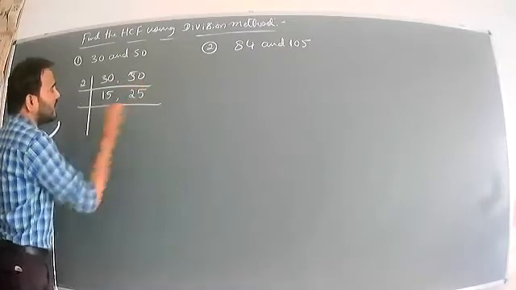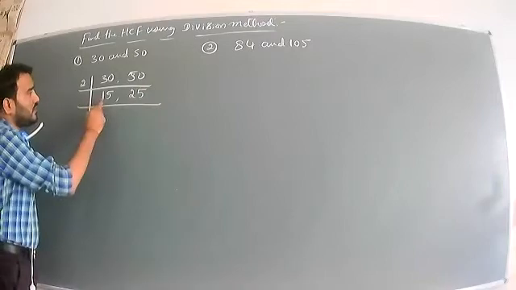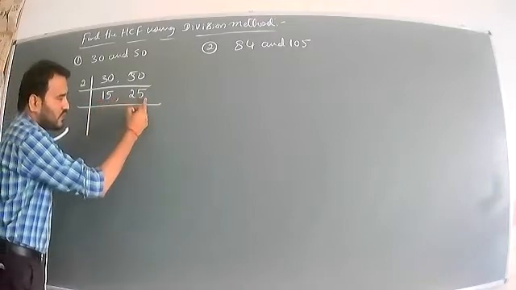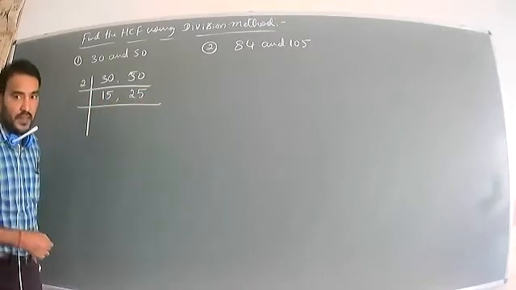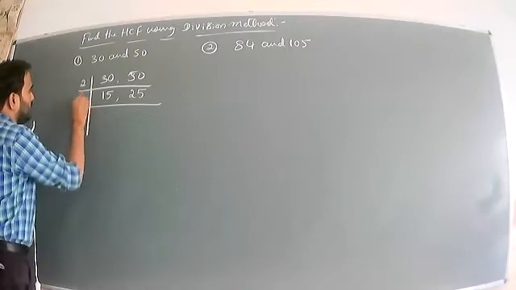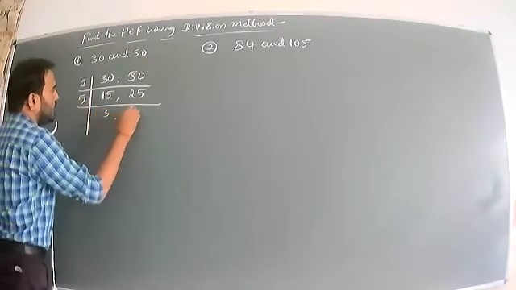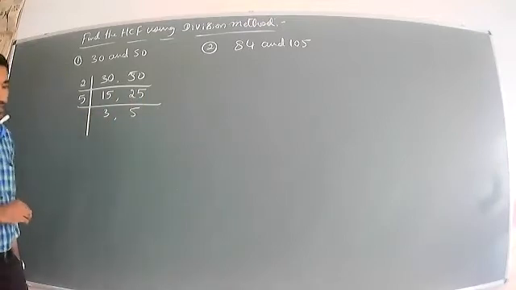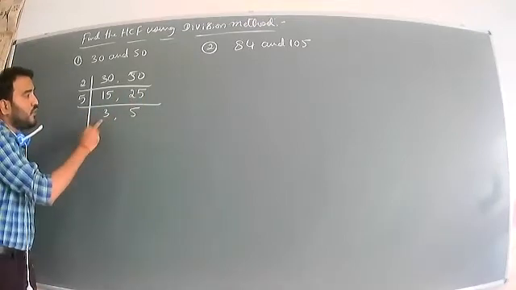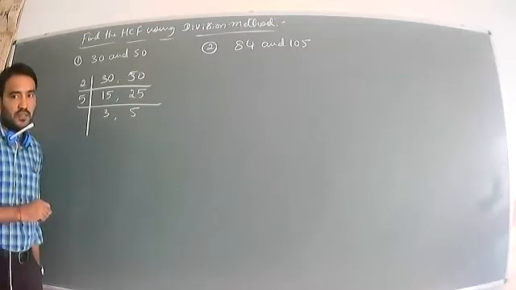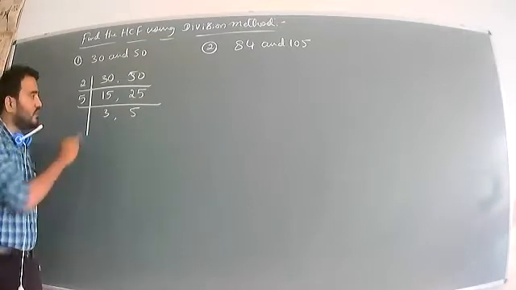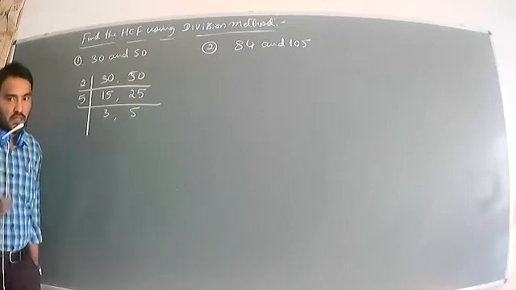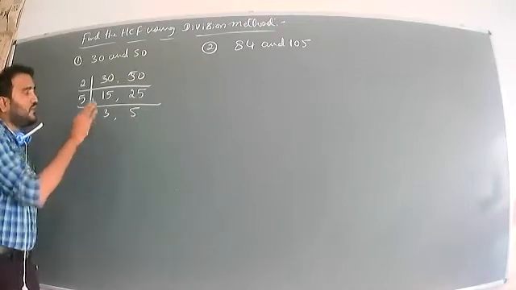So which number can be taken? The ones place is 5 here, the ones place is 5 here. Divisibility by 5, yes. 5 3 the 15, 5 5 the 25. So these numbers 3 and 5 are co-prime numbers, which cannot be divided by another number. So okay, we have to stop the division.